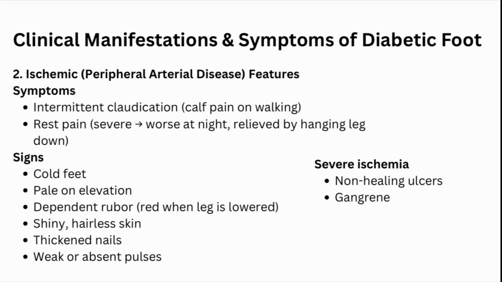Now, looking at ischemic features. Patients may present with intermittent claudication, which is calf pain during walking. As the disease progresses, they may develop rest pain, which is typically worse at night and relieved by hanging the leg down. On examination, the foot is often cold, with pallor on elevation and redness when dependent. The skin may appear shiny and hairless, with thickened nails. Peripheral pulses are usually weak or absent. In severe cases, patients may develop non-healing ulcers or gangrene.